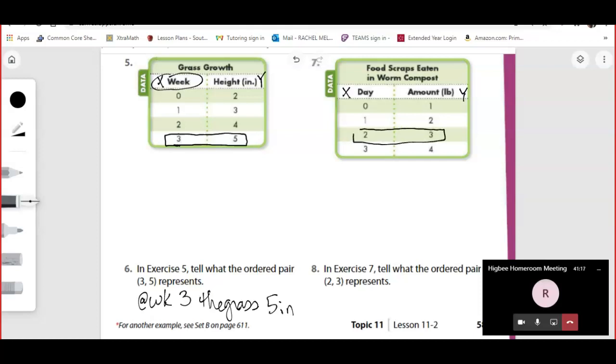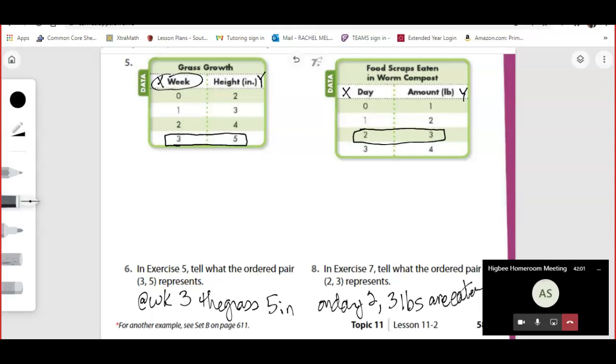So think about that. What is the 2 representing? Okay, so on day 2, what happens on day 2? On day 2, food. What's the number with day 2? What's the y-axis? 3. 3 what? On day 2, 3 what? 3 pounds are what? Look at your title. Food scraps eaten in worm compost are eaten, right?